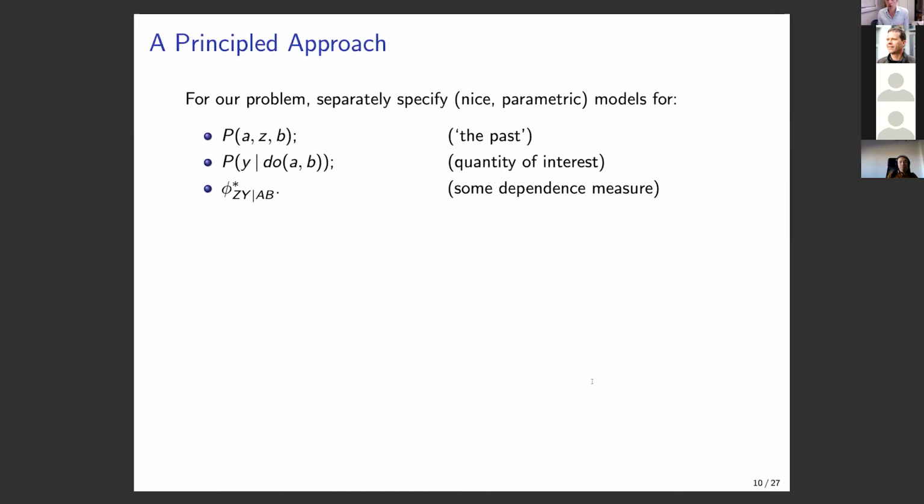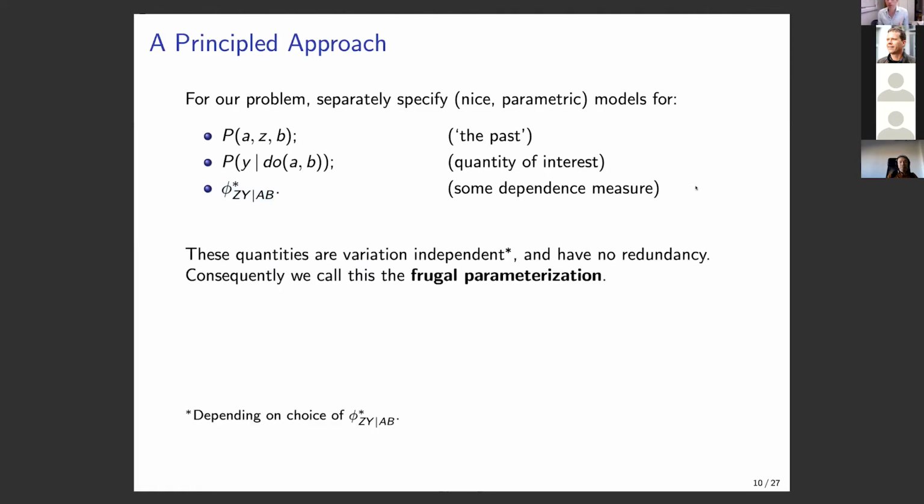So the solution to our first problem is to specify separate parametric models for these three quantities. First of all, what I call the past, which is everything that's causally prior to Y. Then a model for the causal quantity of interest. And then finally, some dependence measure within the causal distribution, after I've done an intervention on, in this case, A and B. If I have those three things, then assuming all three models are smooth, and presuming I choose this dependence parameter carefully, these three quantities are also variation independent.